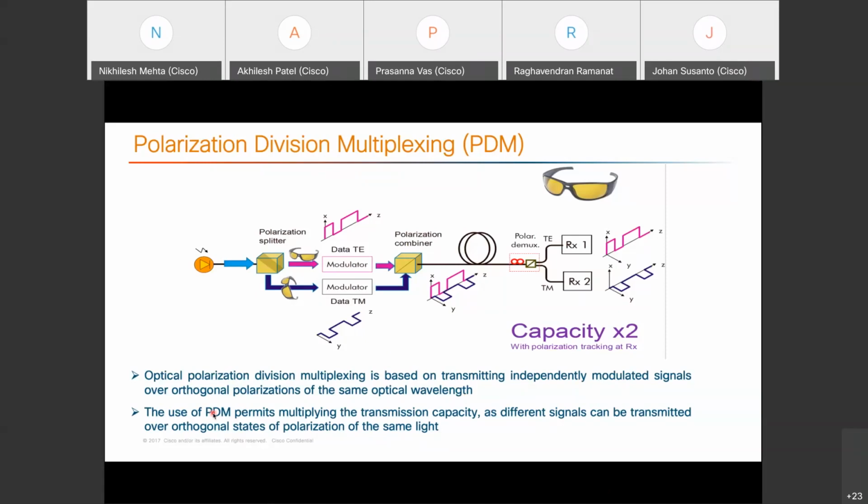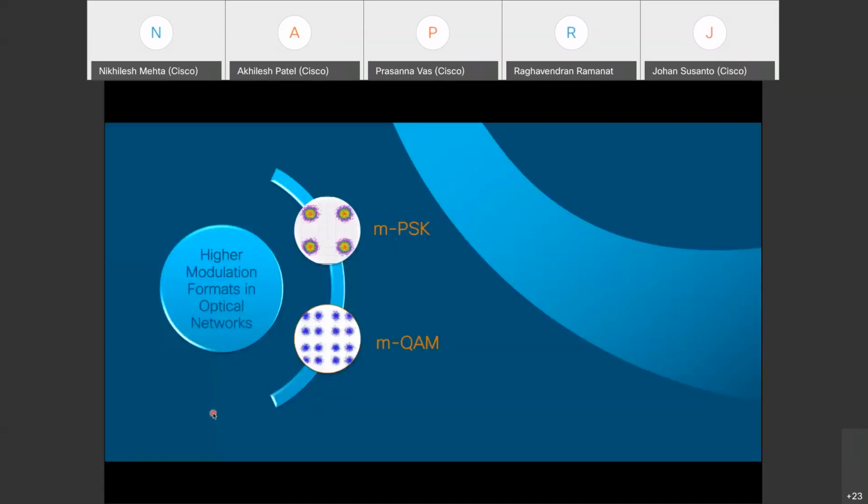At the end of the slide in part 2, we will see how all these different technologies we are using in our NCS1K as well. So, applications of this technology. Now this one is how you are using the higher modulation formats in optical networks. Instead of using on-off keying as before, we use MPSK and MQAM.